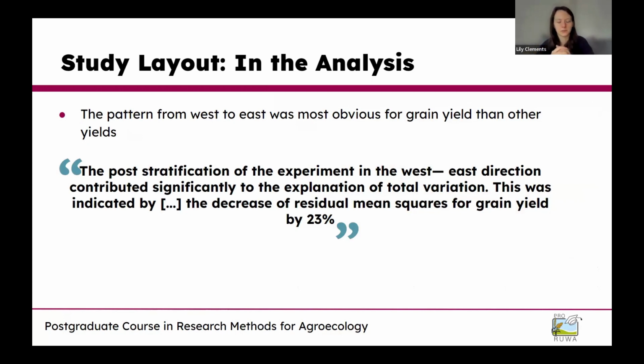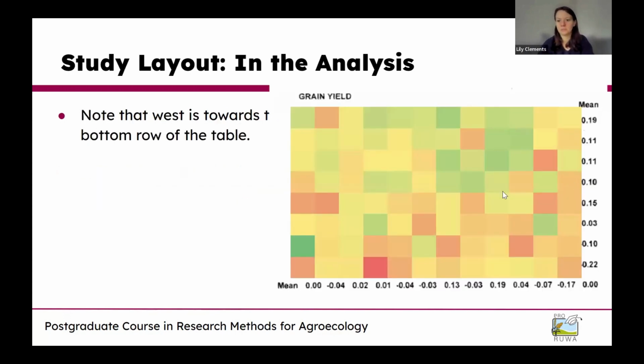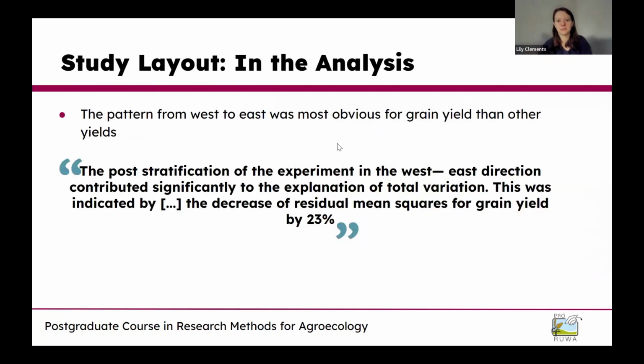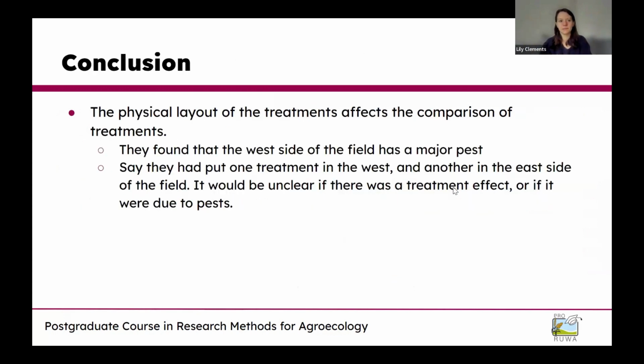And so hopefully this helps illustrate how the layout of your experiments can affect the results. And here the layout of the experiment actually found that those treatments put towards one end of the field resulted in lower yields than at the other end of the field. And this helped explain a lot of that variation in their differences. So overall, the physical layout of the treatments affects the comparison of those treatments.